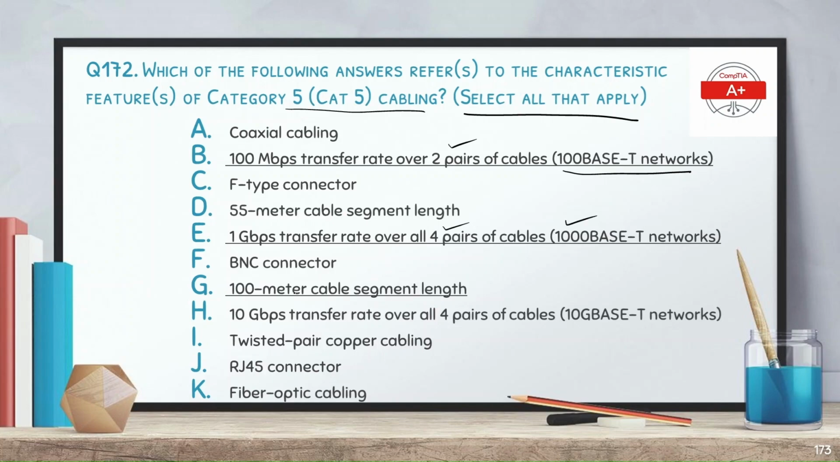It has 100-meter cable segment length. This means that it has a maximum working distance of 100 meters, and after 100 meters we need to install a switch, a repeater, or a hub to strengthen the signals. And it is again twisted pair copper cabling, and it uses the RJ45 connector.